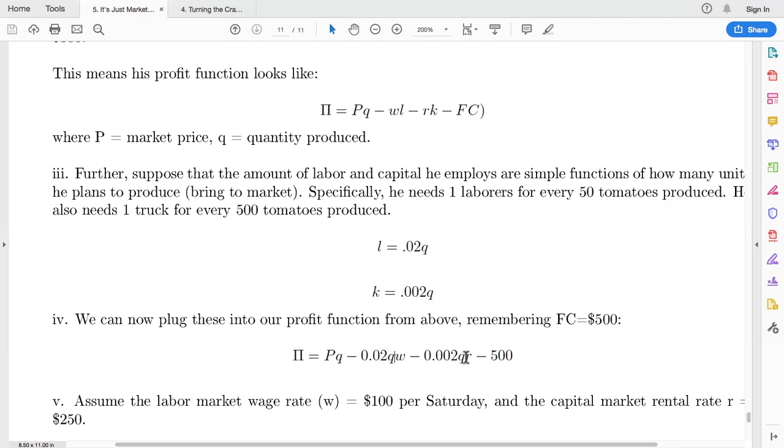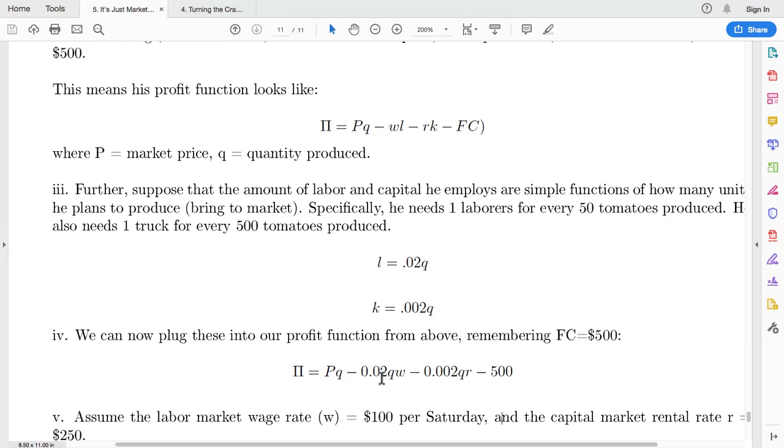And the same thing for capital, right? This represents the amount of capital he needs to purchase to grow whatever amount of tomatoes he wants to grow, and then times the price of each unit of capital. And then, of course, we still have the fixed cost here in the form of $500. So this is a profit function, okay?